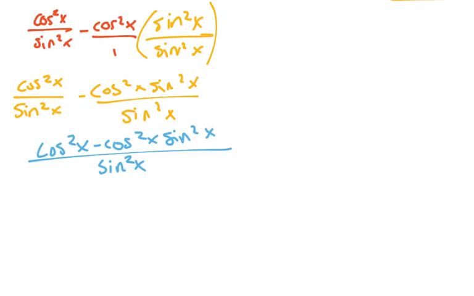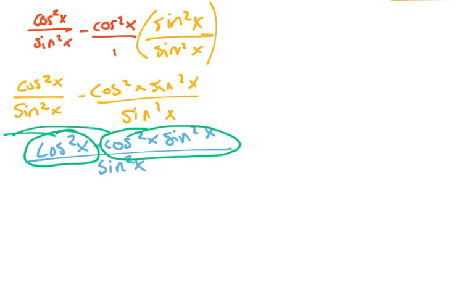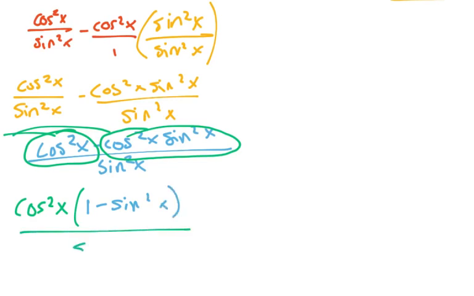What we do want to take out, however, is the fact that this term has a cosine squared and this term has a cosine squared. So if we take that cosine squared out front, we are left with a 1 from dividing it out here, minus sine squared of x over sine squared of x.